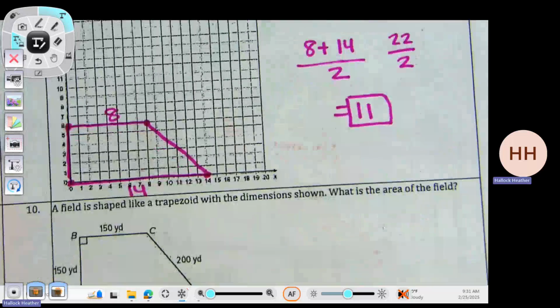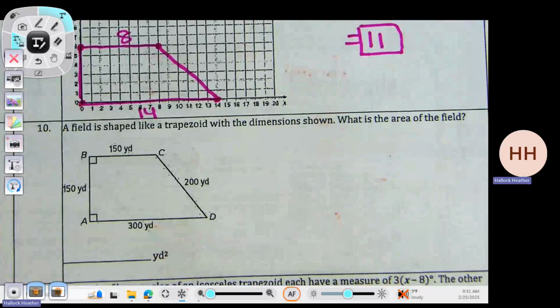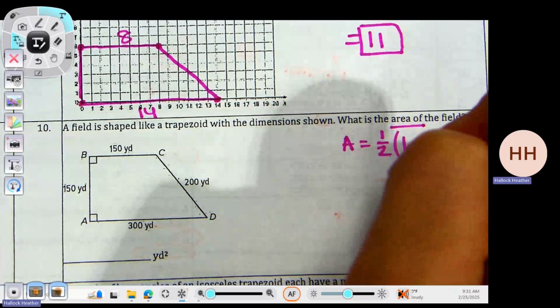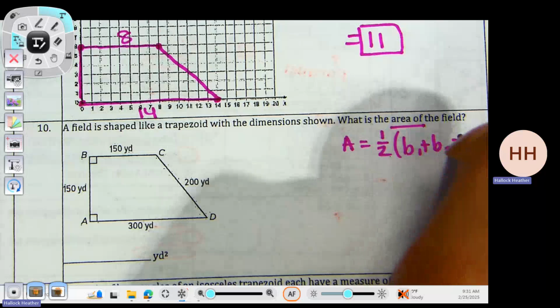Number 10 is area of a trapezoid. So my formula for the area of a trapezoid is area equals 1/2 base 1 plus base 2, times the height.